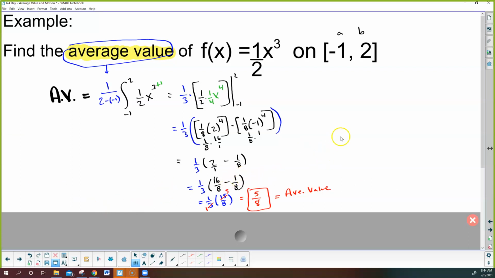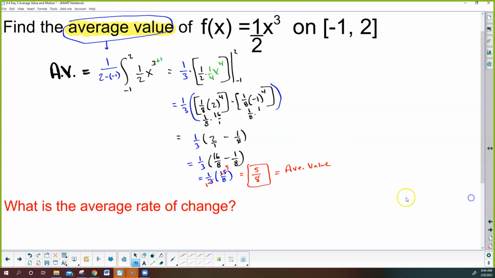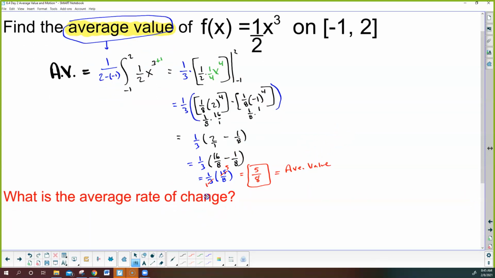Okay. Now, we do want to also make note that a lot of times students see this question and they get it confused. Okay. So what if I ask you to find the average value, that's the average area under the curve. Okay. So you're doing the integral, and then you're basically multiplying by 1 over b minus a. If I ask you to find the average rate of change, that goes back to Algebra 1.